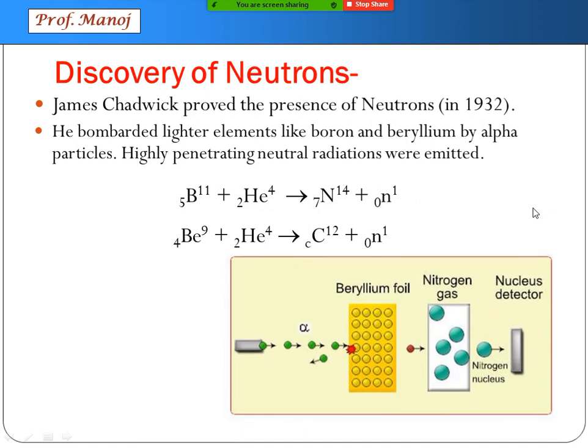To detect these neutrons, he made special arrangements. You can see the overall experiment here. Alpha particles, which are shown in green color here, are bombarding a beryllium foil, which produces neutrons. These neutrons are captured by nitrogen gas, and they are later detected by the detector here. The details of these experiments, of course, are not in our syllabus. Thus, neutrons were detected in a detector as shown here.